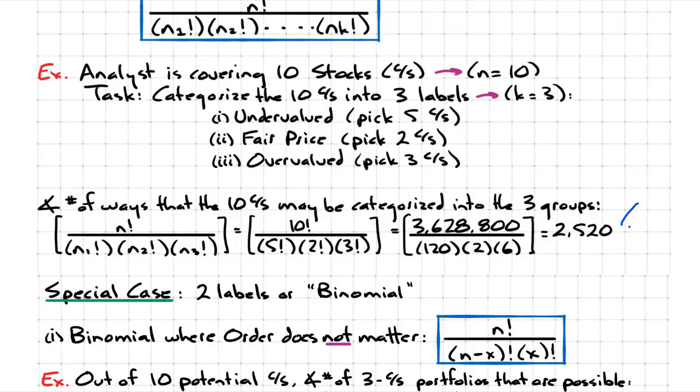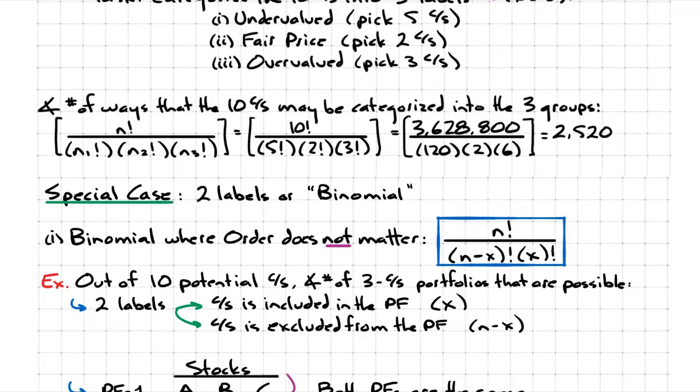Now we have a special case. What's the special case? The special case is when there's only 2 labels, and then it's referred to as a binomial. So we're going to look at 2 specific instances of this binomial framework. In the first case, we have a binomial where the order does not matter. So if the order does not matter, this is the framework that we would use. And ladies and gentlemen, this framework here is exactly identical to this framework here.